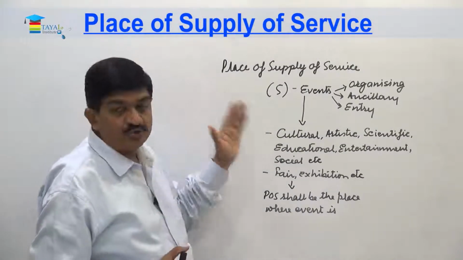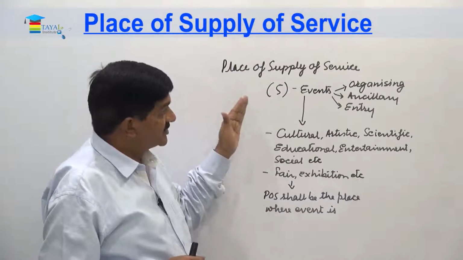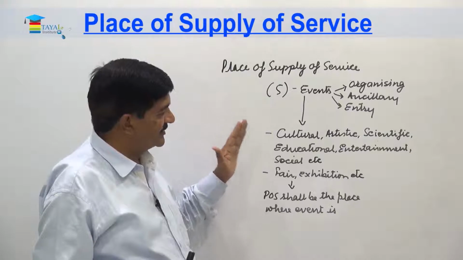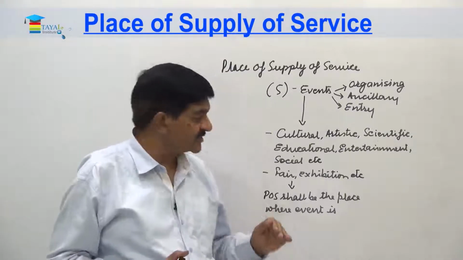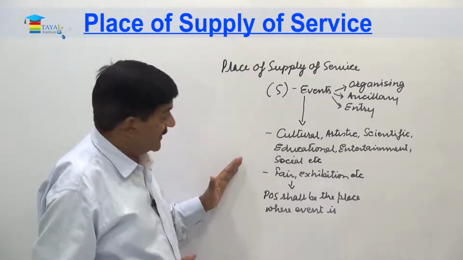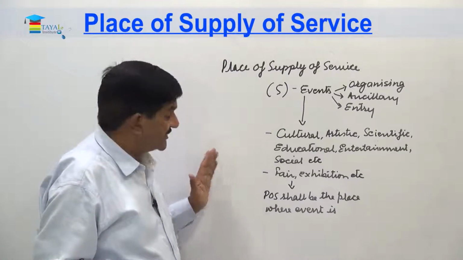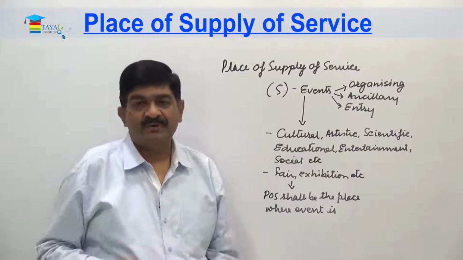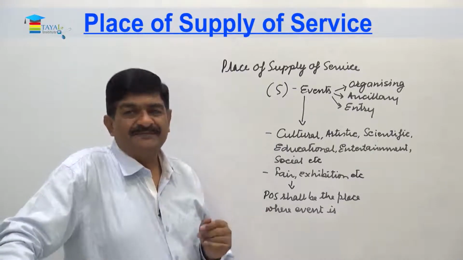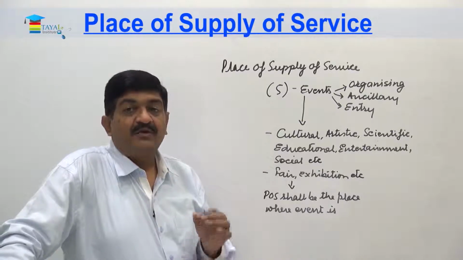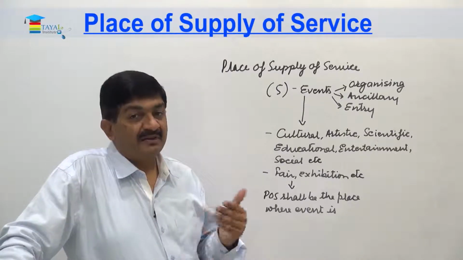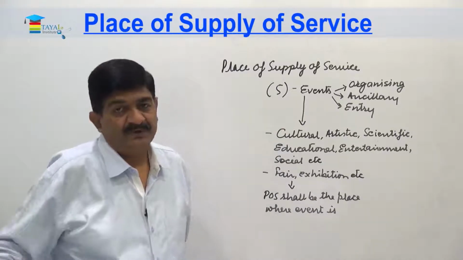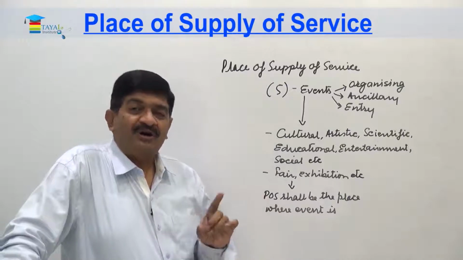So in relation to events, services of organizing, entry and ancillary services, the events will be cultural, artistic, scientific, educational, entertainment, social, fair, exhibition, trade fairs, etc. The place of supply shall be the place where the event is, right? So if the event is outside India, then in all possibilities the place of supply is outside India, right? But you have to understand the title again. Either supplier or recipient is outside India.